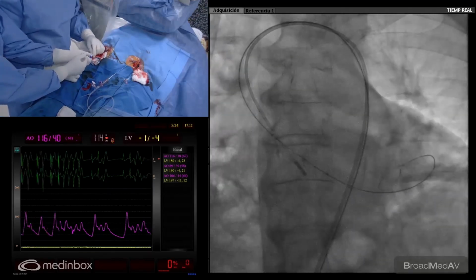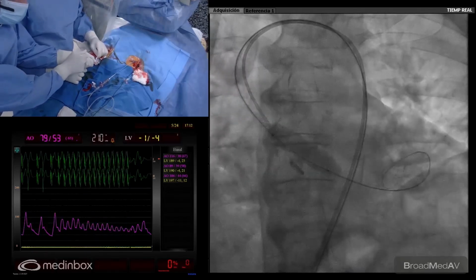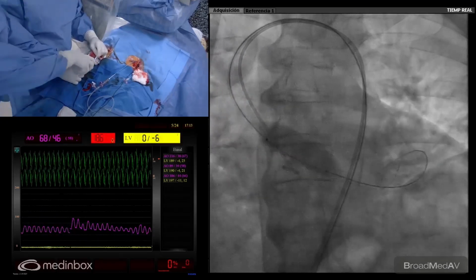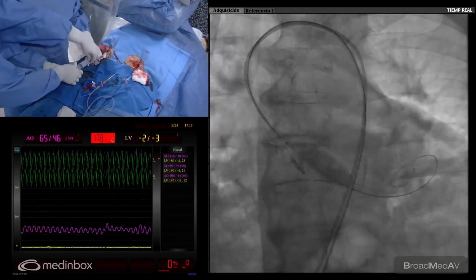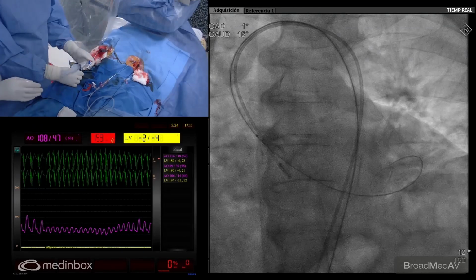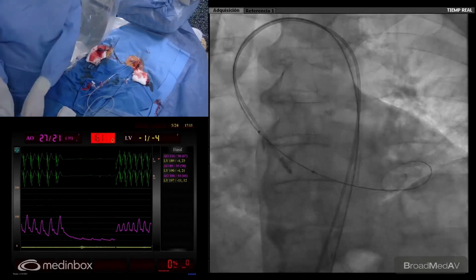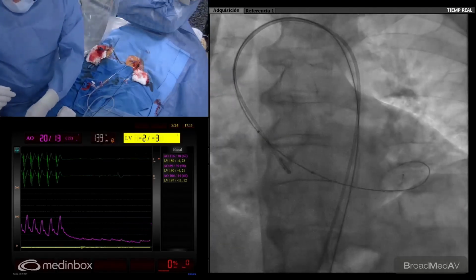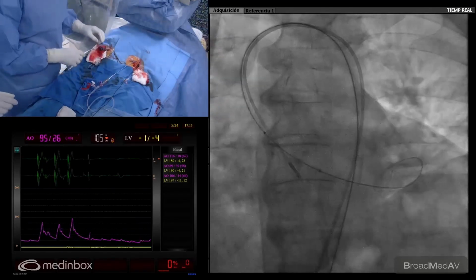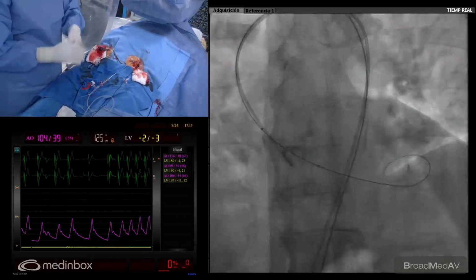Yes. Let's go, Carlos. Okay. Enough. Okay. Yes. Stop. No, leave the pacing. Yes. Okay. It was not expected. Give me the pacemaker, please. Give me the pacemaker with balloon.